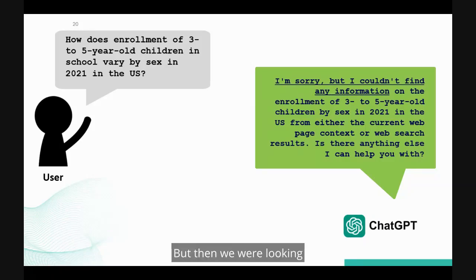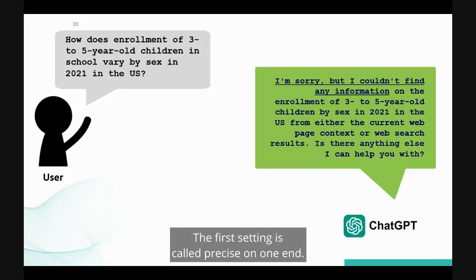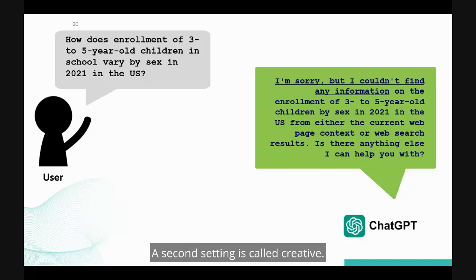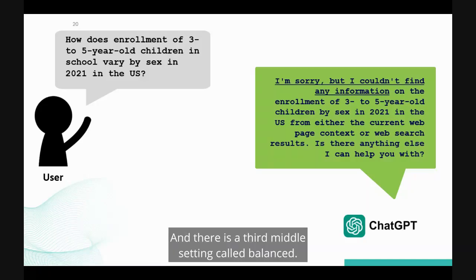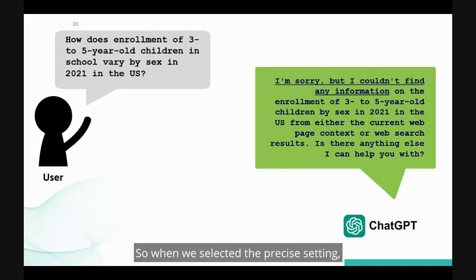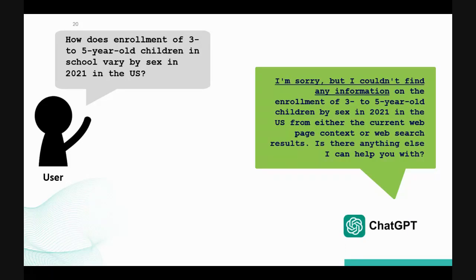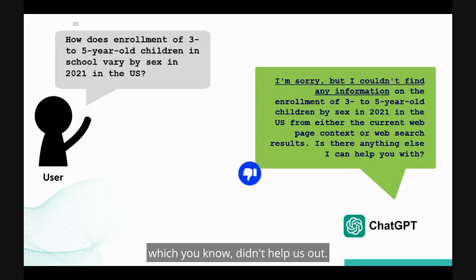That's good. But then we were looking at the ChatGPT user interface's settings, and we saw there are 3 settings. The first setting is called precise on one end. A second setting is called creative. And there's a third middle setting called balanced. As you can imagine, the names are quite self-explanatory of what they are. When you're talking about official statistics, obviously you would want to use the precise setting. So when we selected the precise setting, we got this, I'm sorry, but I couldn't find any information answer, which didn't help us out.